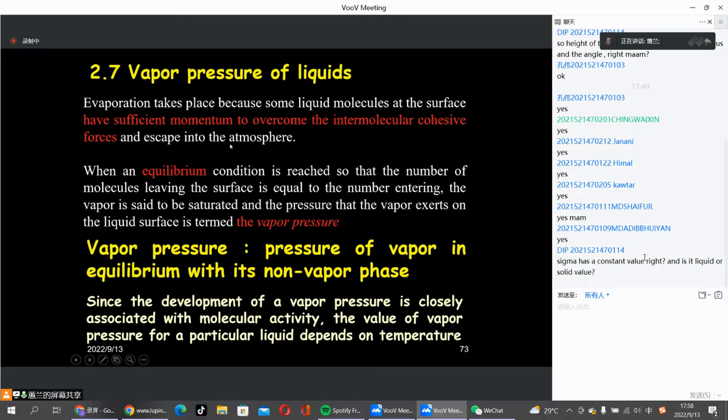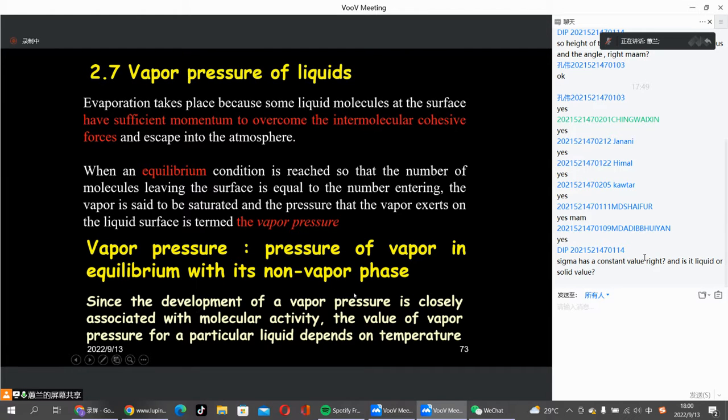Okay, when an equilibrium condition is reached, what does equilibrium condition mean? That means some gas molecules go into the water, and some water molecules go to the air. If the molecular numbers are equal, we call it equilibrium condition. When an equilibrium condition is reached, so that the number of molecules leaving the surface is equal to the number entering, the vapor is said to be saturated, and the pressure the vapor exerts on the liquid surface is termed vapor pressure. So vapor pressure is at what condition? When the equilibrium condition is reached. What does equilibrium condition mean? How many molecules leave, how many molecules enter, they are equal, and at that time the pressure by the vapor is called the vapor pressure. Okay.